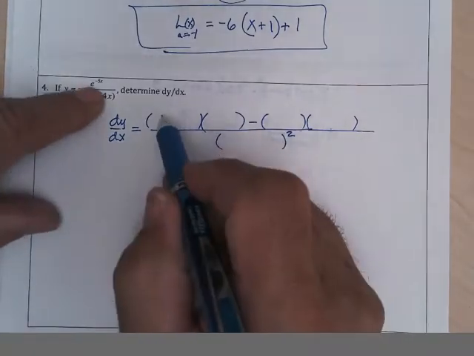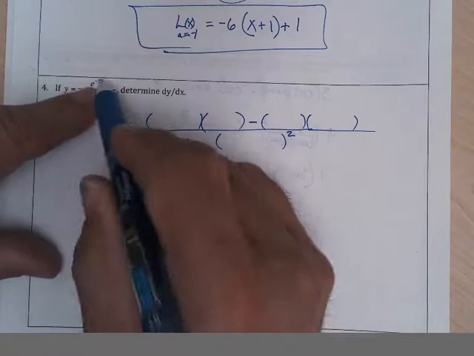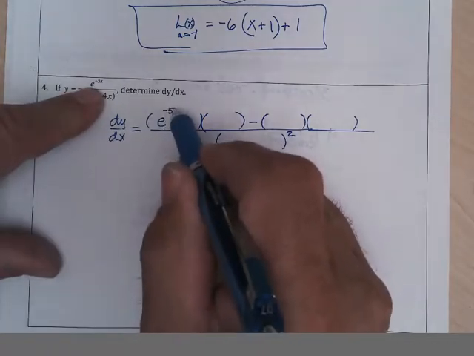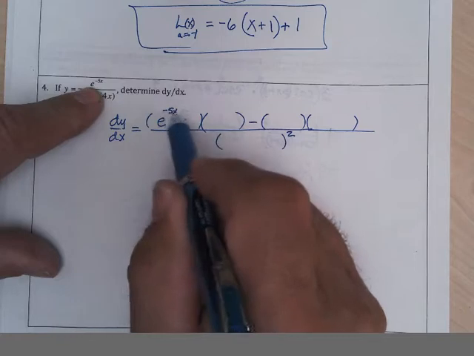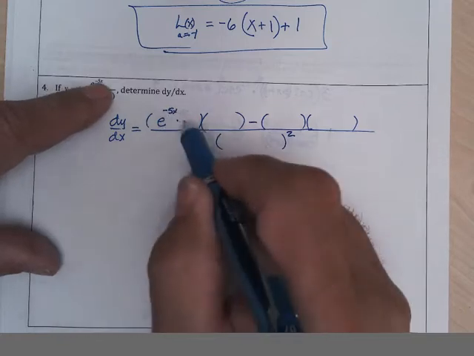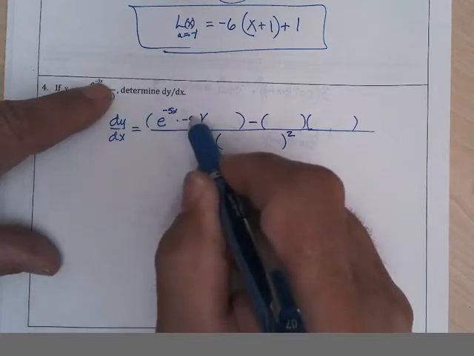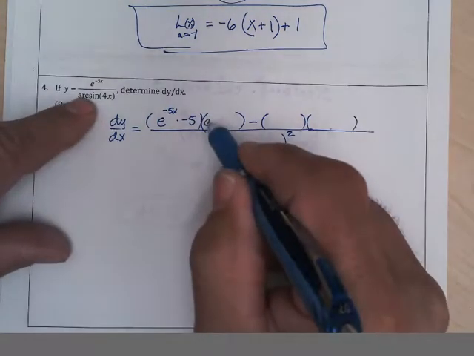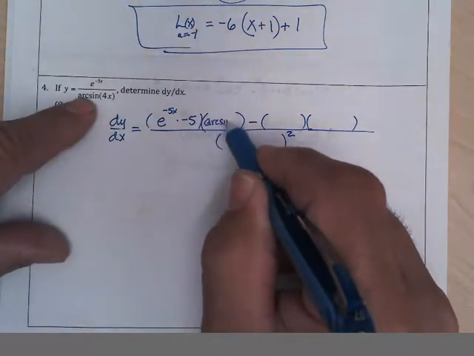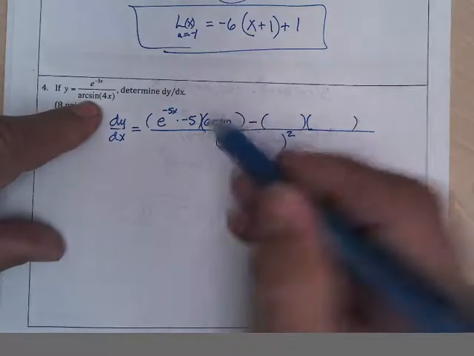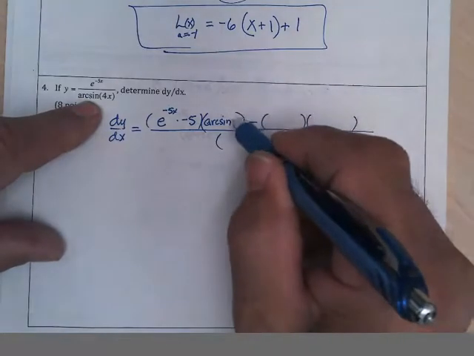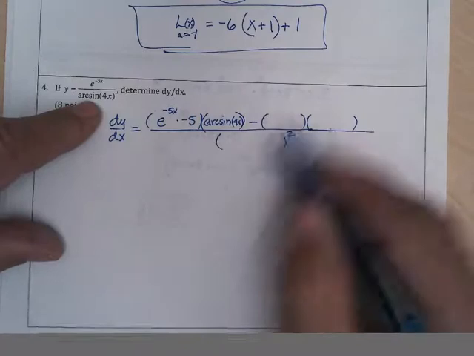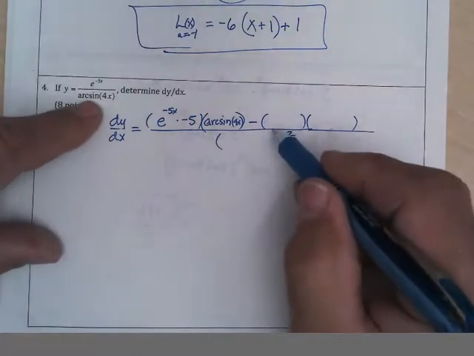Derivative of the numerator. Derivative of e to any power is e to the same power times the derivative of the power, which is -5, times the denominator. Arc sine is the same as sine to the -1, sine inverse of 4x, minus derivative of the denominator.